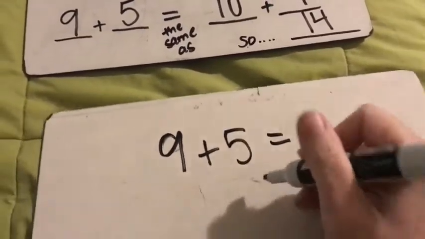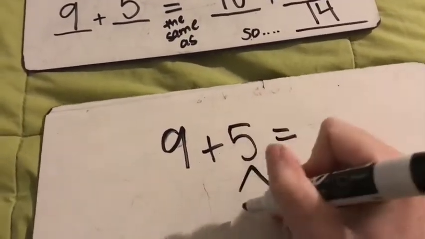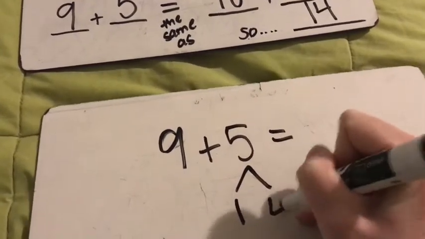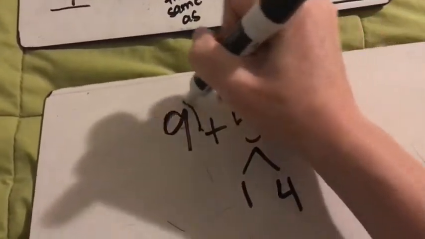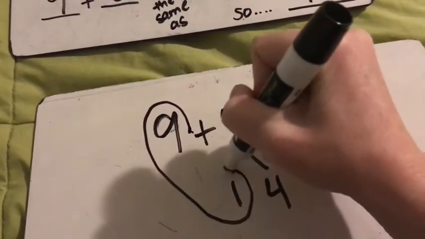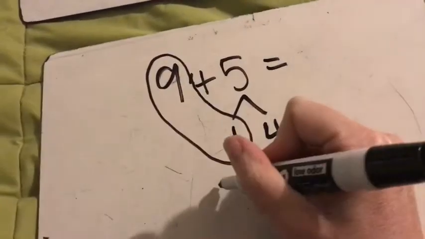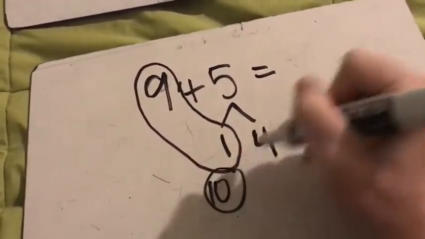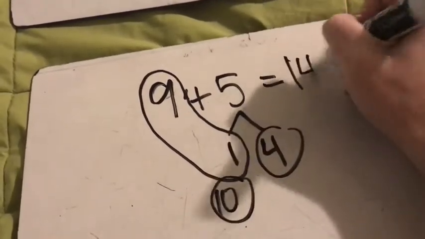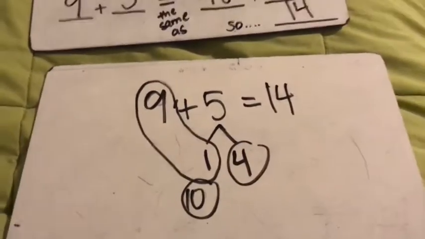This is how you can show this same strategy abstractly without all the manipulatives. So you can say, okay, well, I'm going to break up my 5, use a number bond, think of it as 1 and 4, because then I know 9 and 1 more makes 10, and then 10 and 4 more makes 14, so that I know 9 plus 5 is 14.